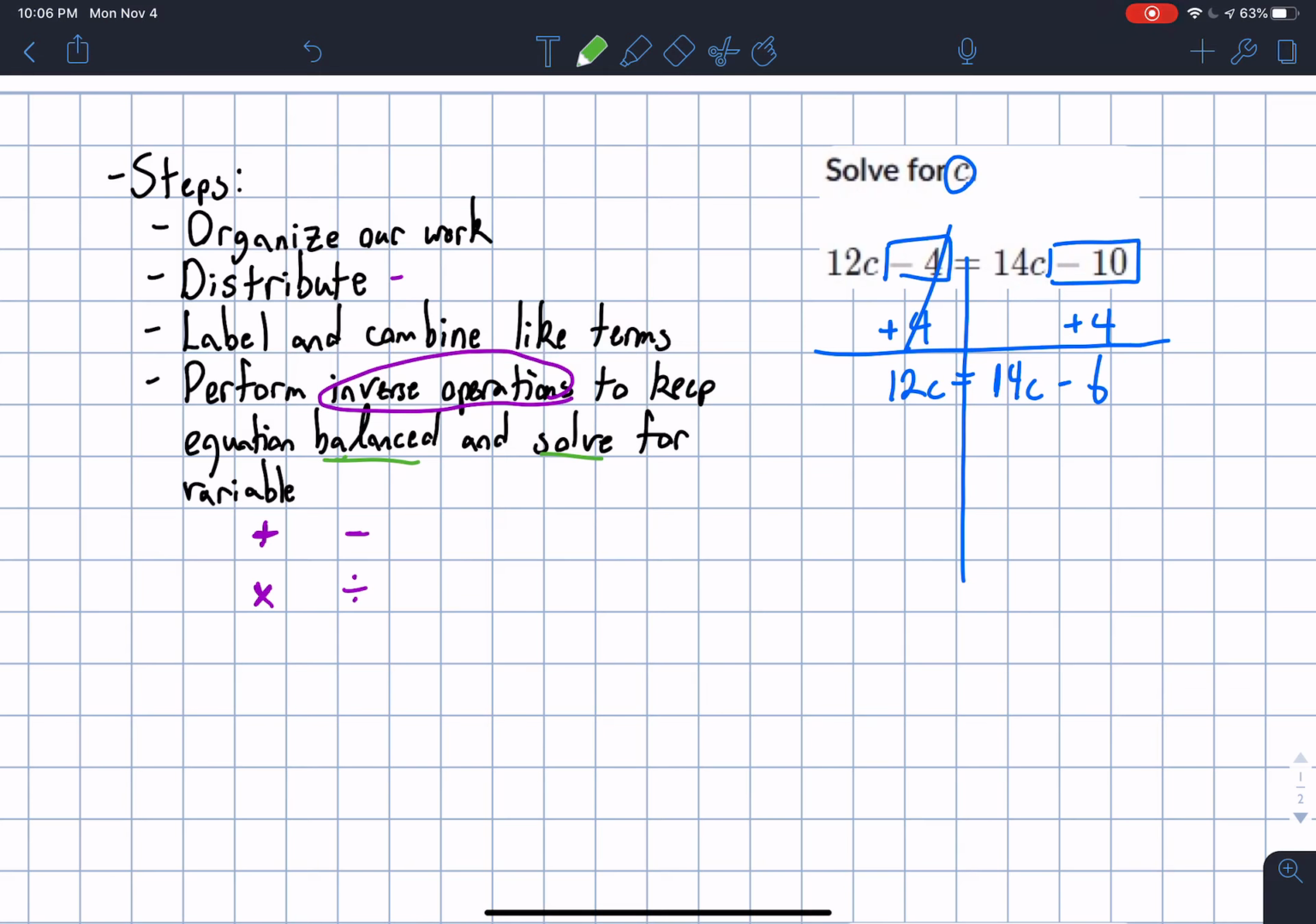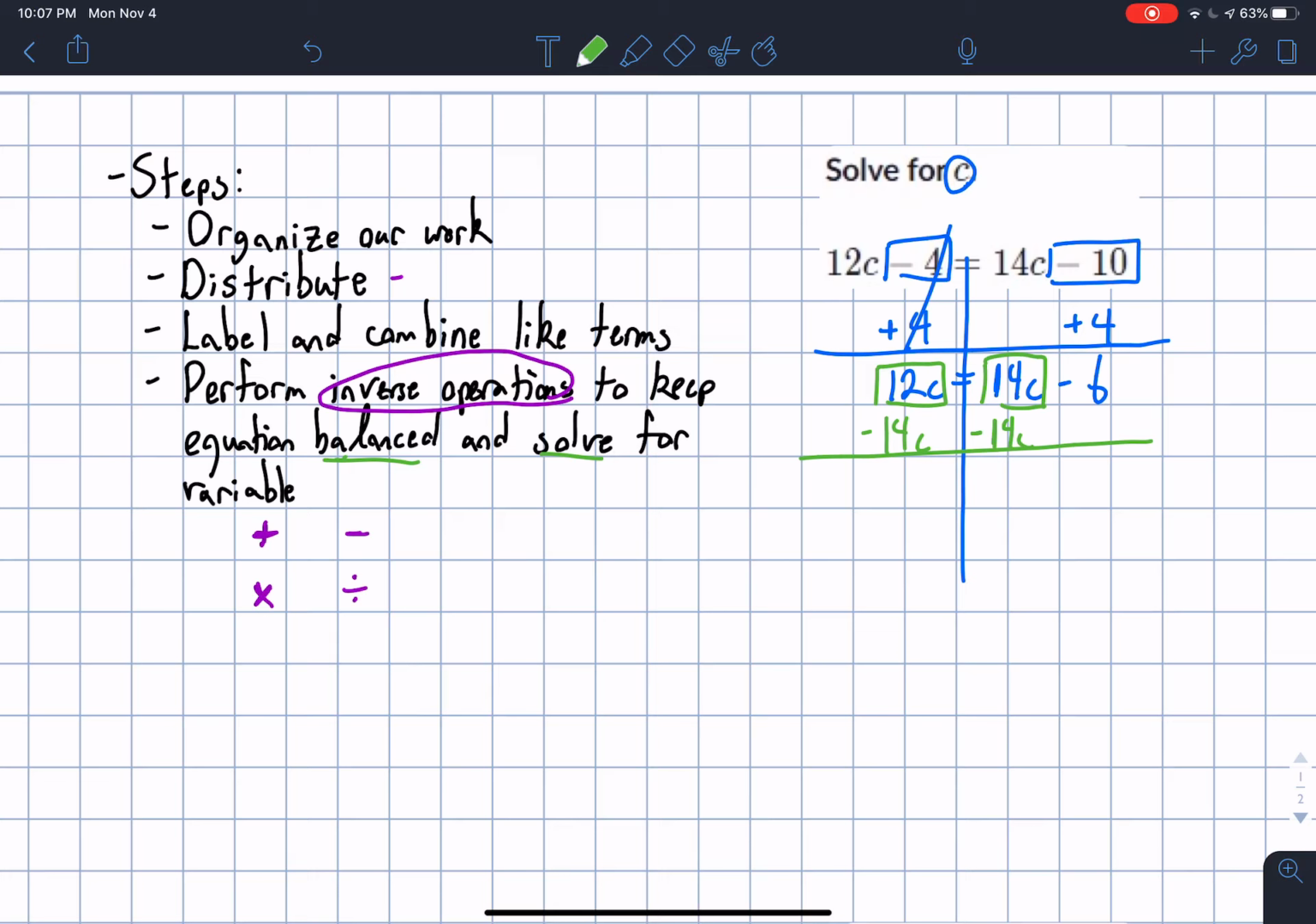Now, for my next step, I still need to isolate my variable. So I'm going to try to get c on the left side and get the constants out of the right side. I see this plus 14c. I know the opposite of that would be subtracting.